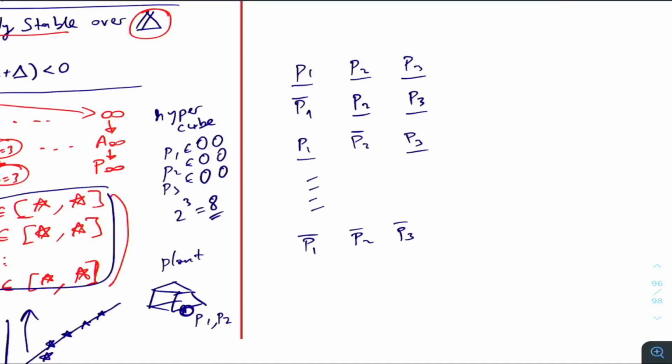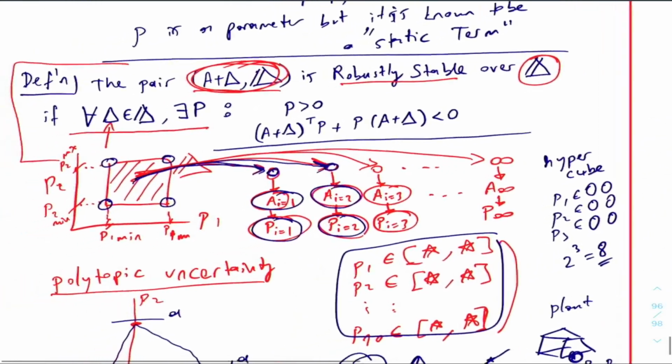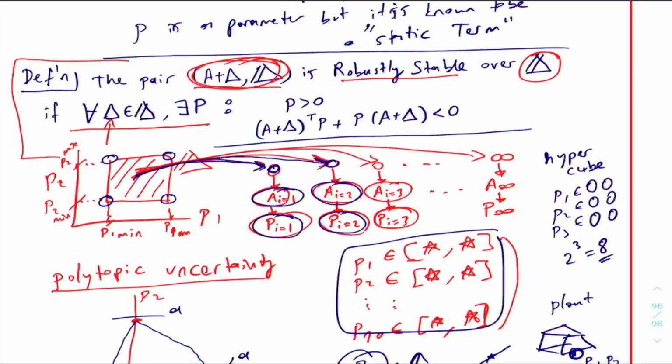Since you have A, P1, P2, P3, you have some A value, and for that A value you will find a P matrix. I'm very sloppy with my writing today. You will have 8 different parameters. This is basically robust stability in a nutshell. Maybe not so nutshell, but all right.